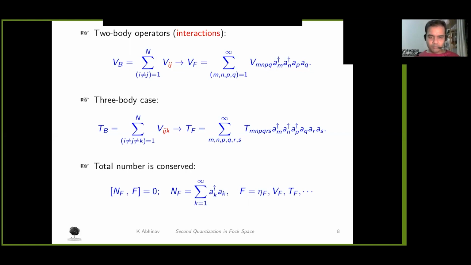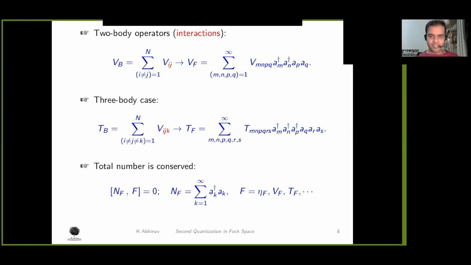All these 1 particle, 2 particle and 3 particle operators commute with the total number operator. That means that because they map from a bosonic space where the particle number is conserved, in the Fock space also, for such operators, the corresponding number of particles will be conserved.